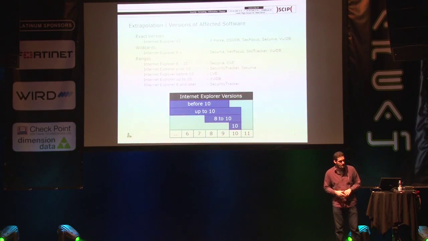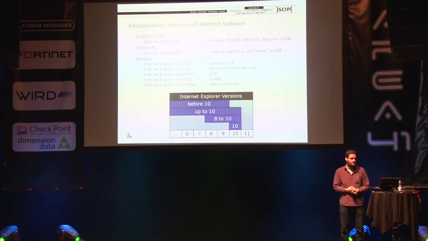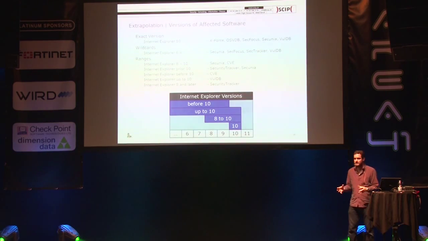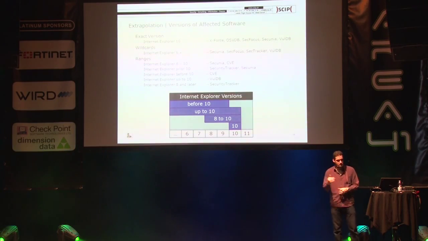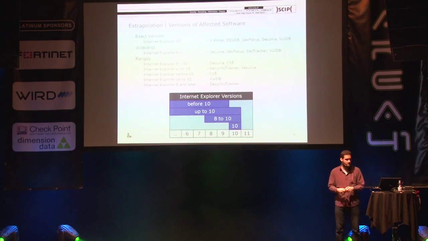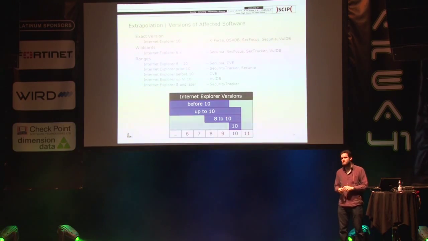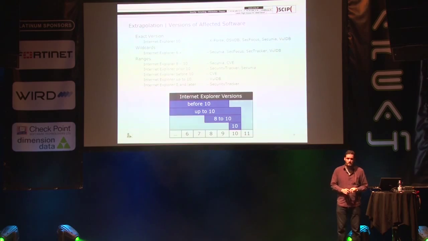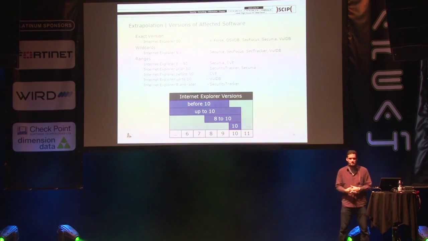So other databases, and we do it sometimes in earlier entries, use wildcards, but most of them use ranges. And what is very confusing is if a source uses the term Internet Explorer before 10, it usually means that version 10 isn't affected, only until 9 is affected. But if the same source uses the term up to 10, it includes the number 10. And it's interesting to see that, for example, Security Tracker sometimes has a bit of this confusion. And you have to look in much more detail to understand what the maintainers were thinking.